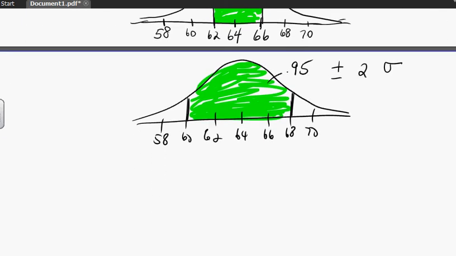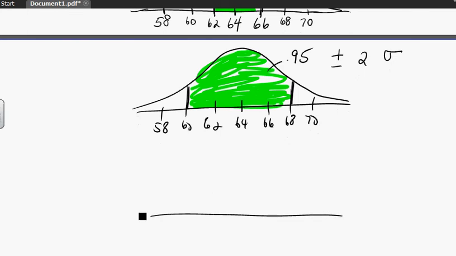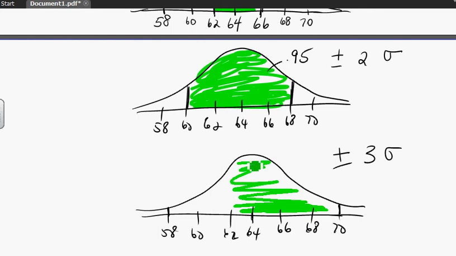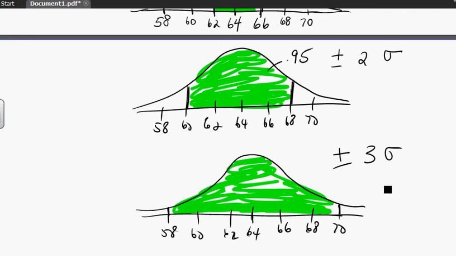And if I go out from the center three standard deviations, I go 1, 2, 3 to 70. Start at the center, 1, 2, 3 backwards to 58. That area under that curve is 0.997. And these numbers are approximate. We'll get exact here a little later.